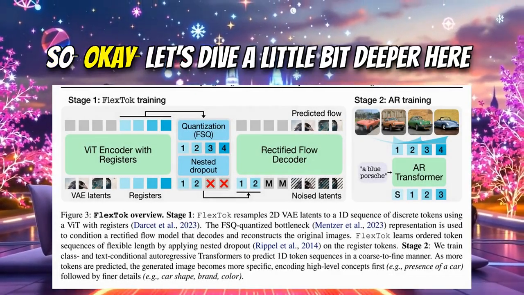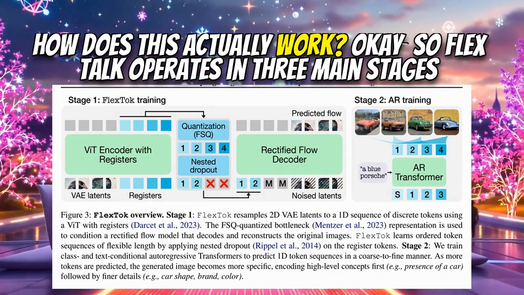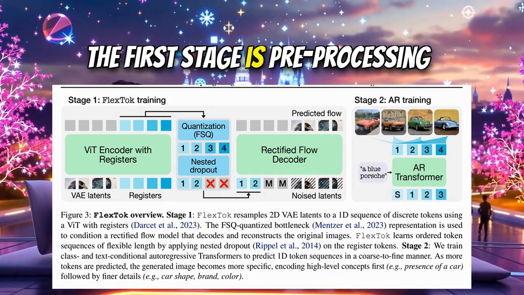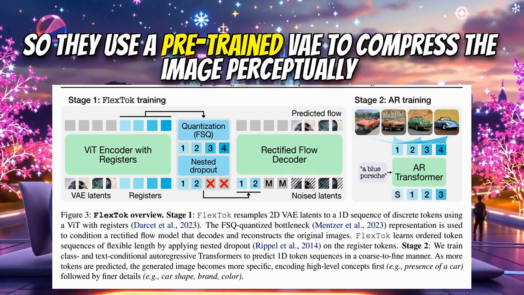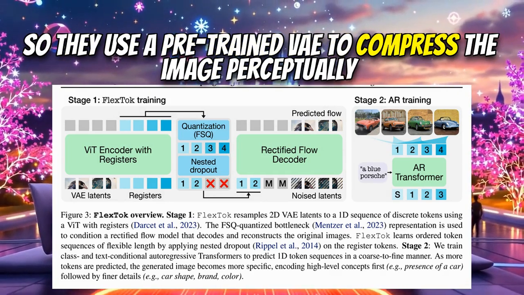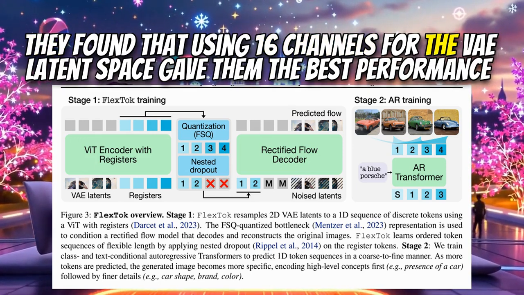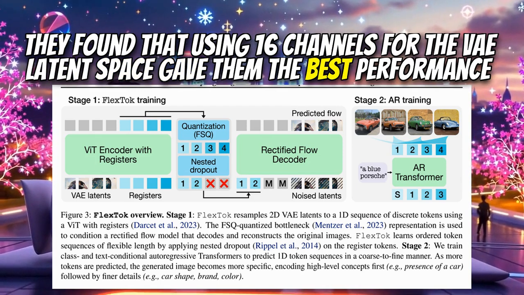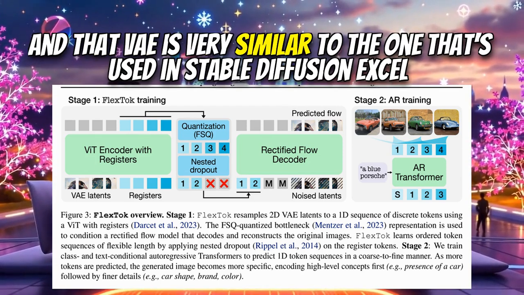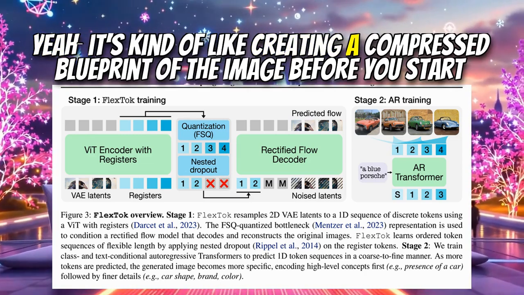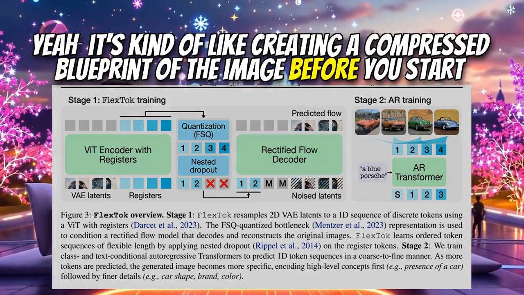So, okay, let's dive a little bit deeper here. How does this actually work? Okay, so FlexTok operates in 3 main stages. The first stage is pre-processing. They use a pre-trained VAE to compress the image perceptually. They found that using 16 channels for the VAE latent space gave them the best performance. And that VAE is very similar to the one that's used in Stable Diffusion XL. Exactly. It's kind of like creating a compressed blueprint of the image before you start building.